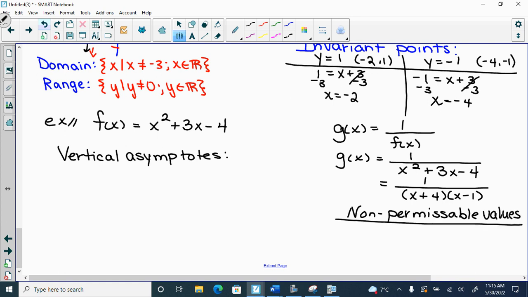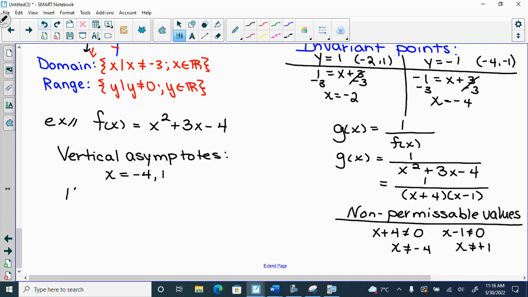These are not permissible values because x plus 4 can't equal 0, and x minus 1 can't equal 0. So x can't equal negative 4 and x can't equal positive 1, sorry. So I'm going to have two vertical asymptotes, two dashed lines vertically at x equals negative 4 and 1. We'll draw them in the next example. We're just getting this set up first.